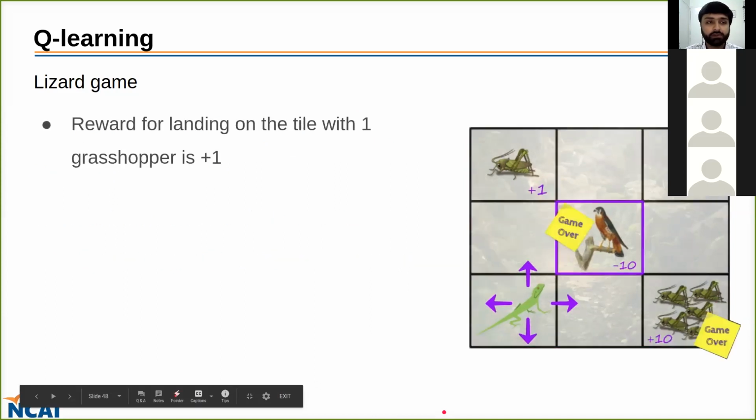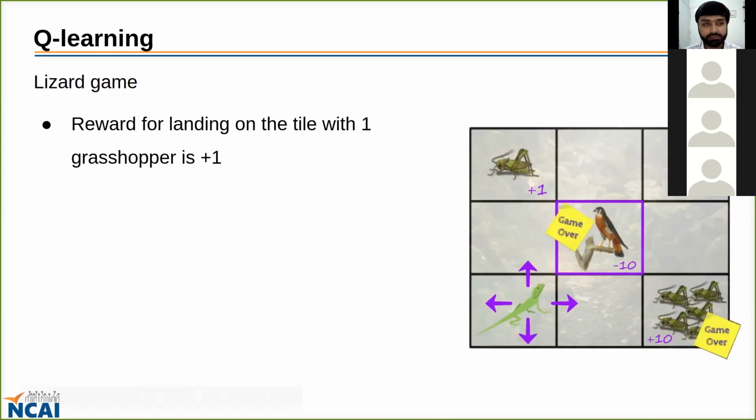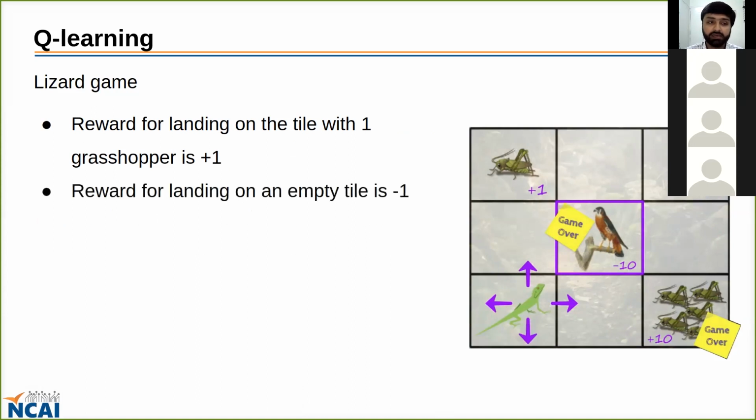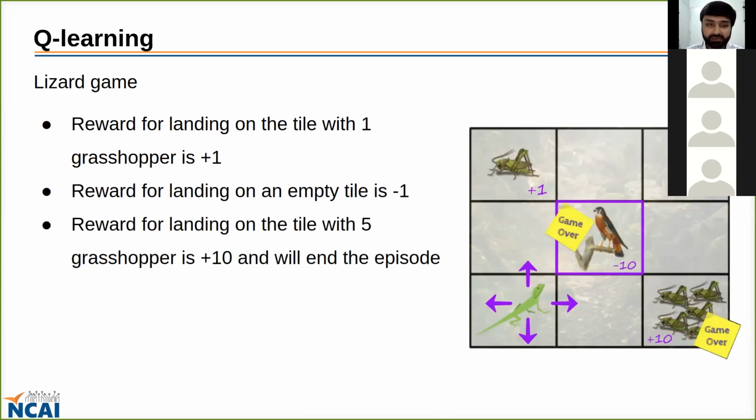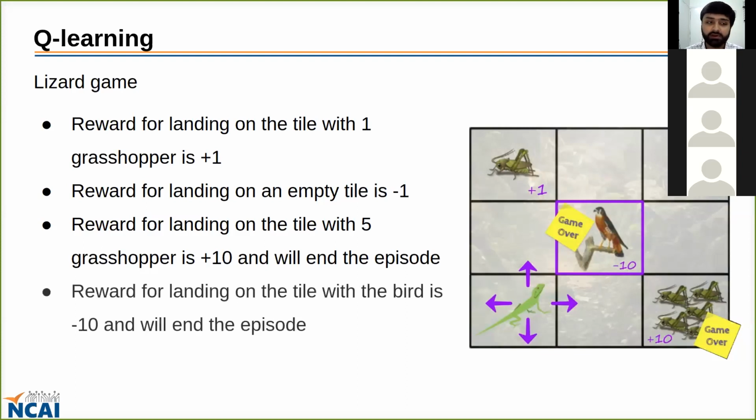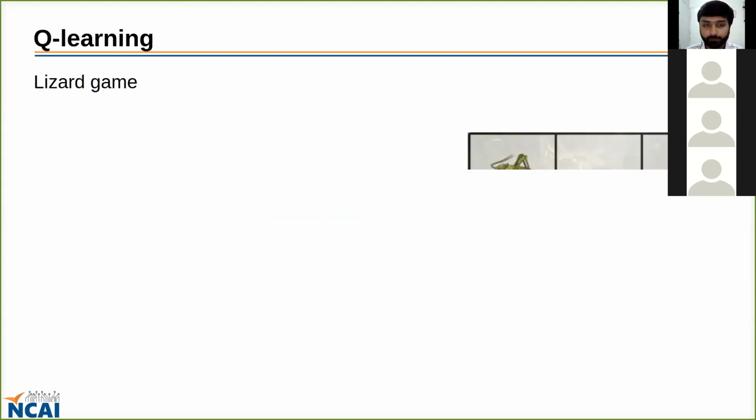Okay. Now, the agent or the lizard gets a reward of +1 if it actually lands on the tile with the grasshopper. It gets a reward of -1 for landing on any empty tile, and the reward for landing on the tile with 5 grasshoppers is +10 and will end the episode. And similarly, the reward for landing on the tile with the bird, which we don't want, is -10 and will end the episode as well.